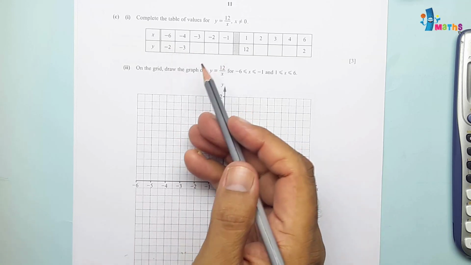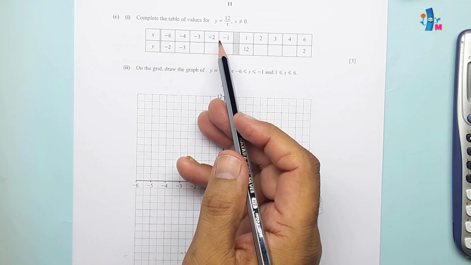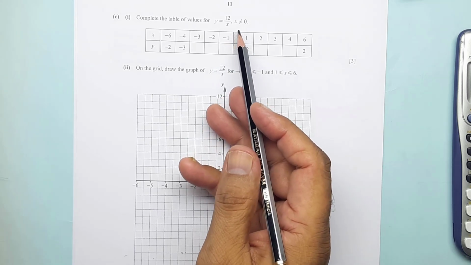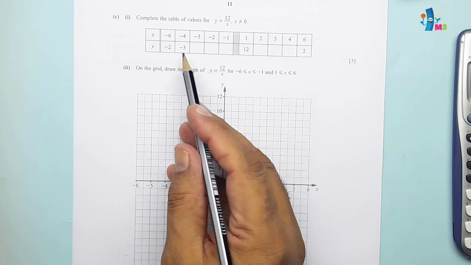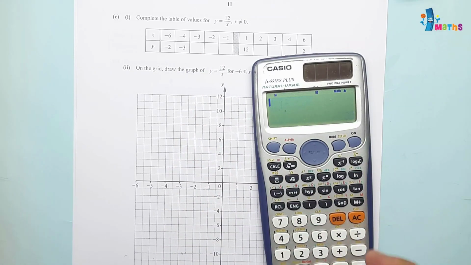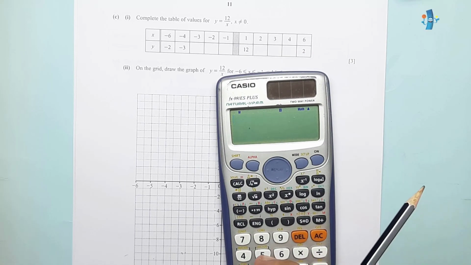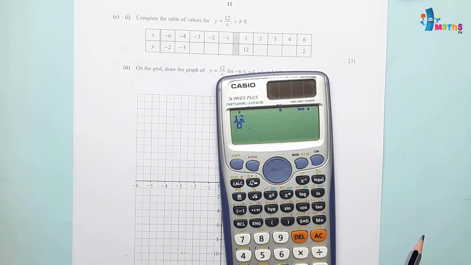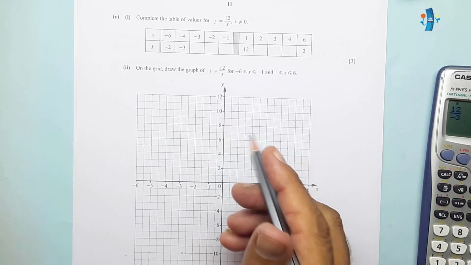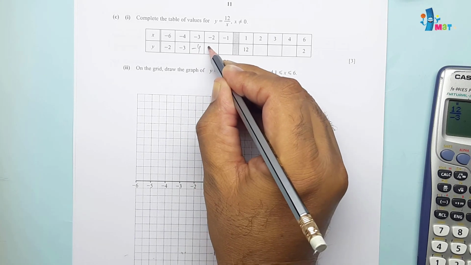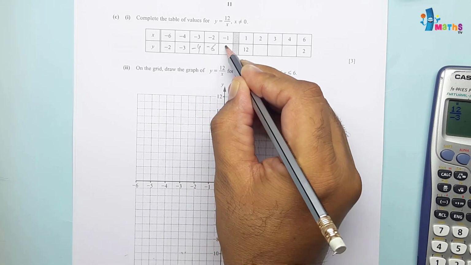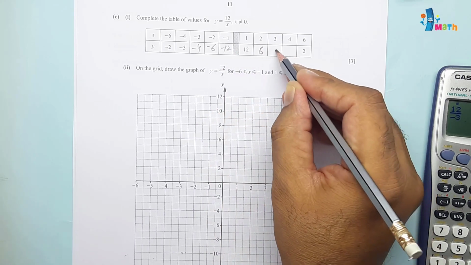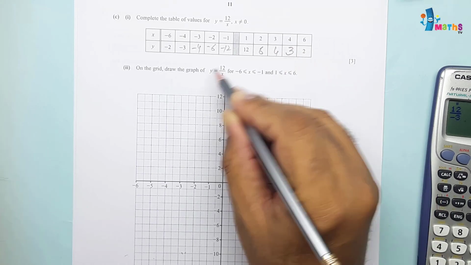C part, complete the table of values for y is equal to 12 over x, x not equal to 0. This is the table which is given. So we'll be replacing, I'll replace one value, the rest you can replace similarly. So this will be 12 divided by minus 3, which is equal to minus 4. Similarly, if you replace this value, you will get minus 6. For this one you will be getting minus 12. For this one you will be getting 6, 4 and 3. So these are the table of values.